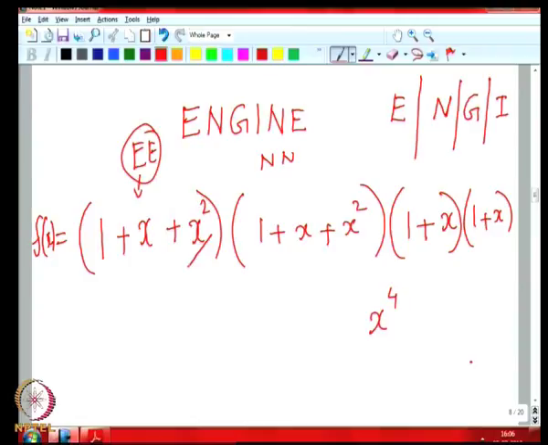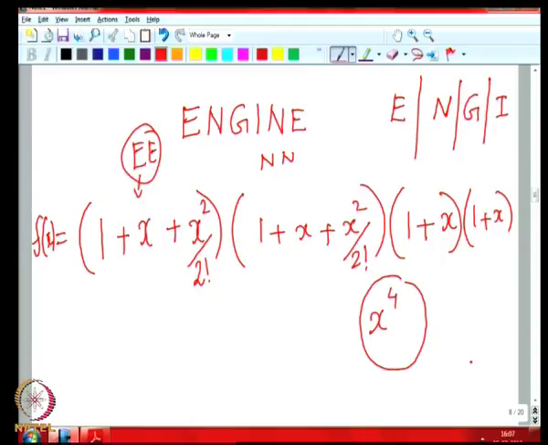Sorry, here I have to put this, because we are talking about exponential generating functions, it's a mistake. So we take this thing, 1 plus x square by 2 factorial, so that is all. Now, we have to find the coefficient of x raised to 4 in it.